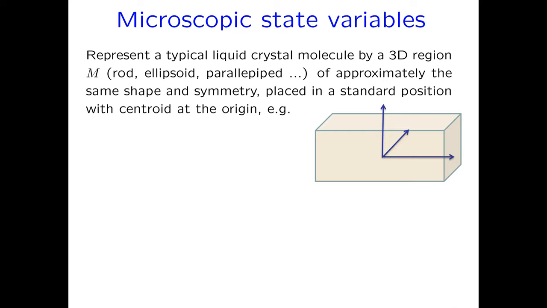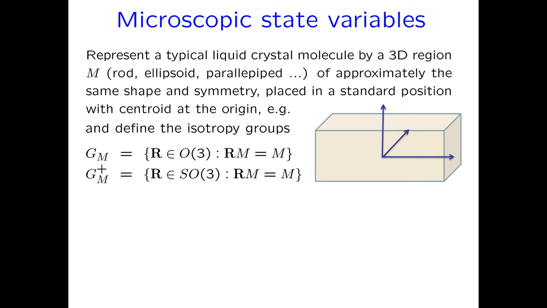We could represent a typical liquid crystal molecule by some three-dimensional region, or an ellipsoid or parallelepiped of approximately the same size and the same shape symmetry, and you put it in a standard position with centroid at the origin. And then you define the isotropy groups: the first one is the orthogonal matrices that map this region M to itself, and G_M plus is the rotations that map that region to itself.